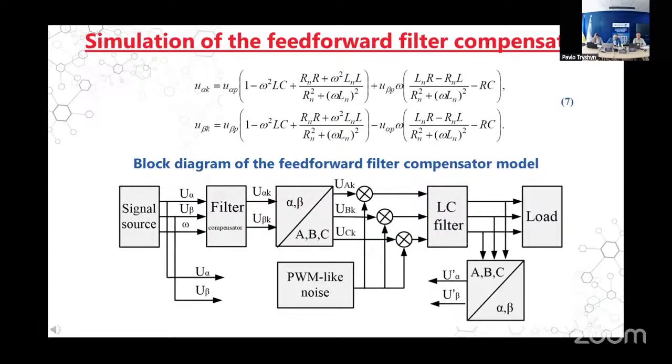The simulation of the feed-forward filter compensator was carried out according to the system shown on slide 7. The model represents the following sequentially connected components: a variable frequency signal source, a filter compensator, coordinate converter, PWM signal generation block, LC filters, and RL load simulating the asynchronous motor. Before the LC filters, in the PWM signal generation block, noises imitating distortions introduced by the PWM, with an amplitude twice the amplitude of the useful signal and a frequency of 4 kHz, were added to the main signal.